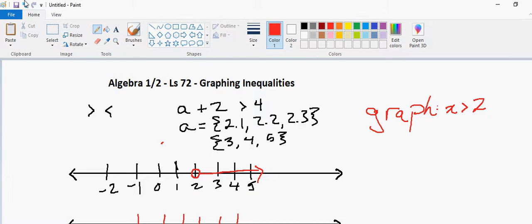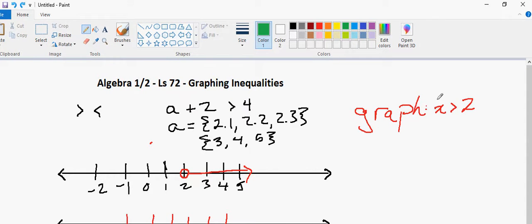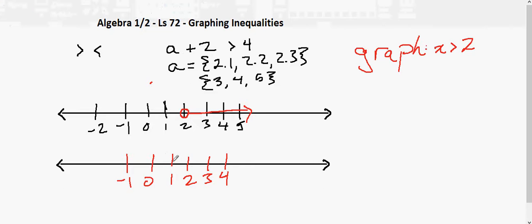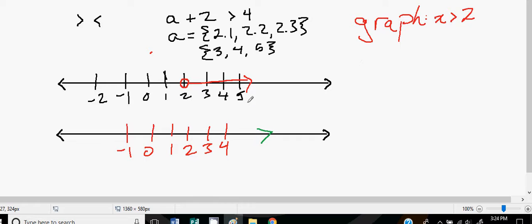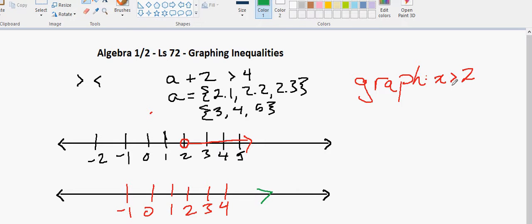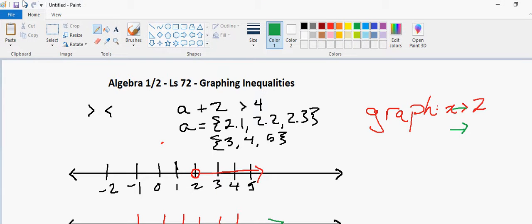Now, what do I do with this inequality? Everything greater than 2 is included. So I know my arrow is going to be going this way, greater than. This even helps us sometimes, right? I see the caret going this way. That means I know my arrow is going to go this way. See, it's kind of a little cheat. My line's going to go the way that the caret's pointing.